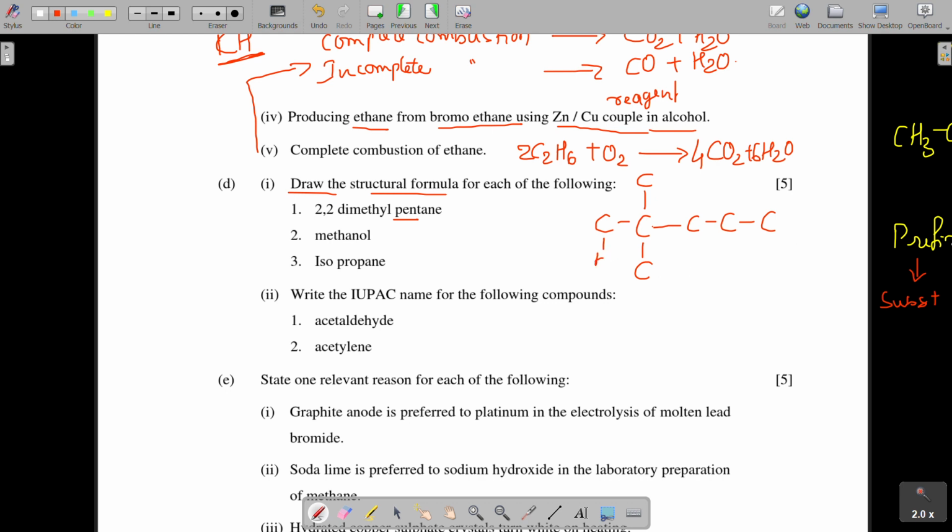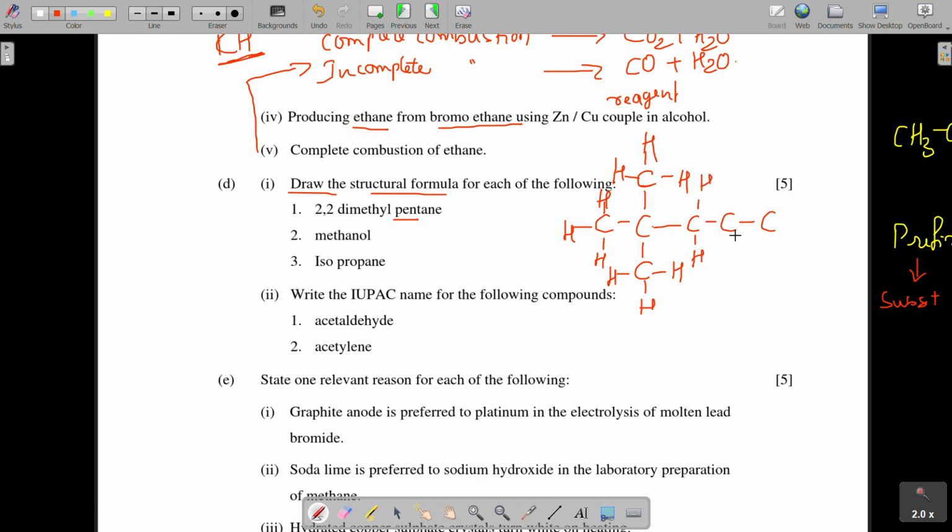Nothing changes. So now what do you have to write? Write 4 bonds. Always carbon should have 4 bonds. I hope you have written this, because for a structural formula you have to show all the bonds. Here H H H, here H H, here H, and so on. For this carbon 4 bonds, for this 4 bonds. So this is your structural formula for 2,2-dimethylpentane.